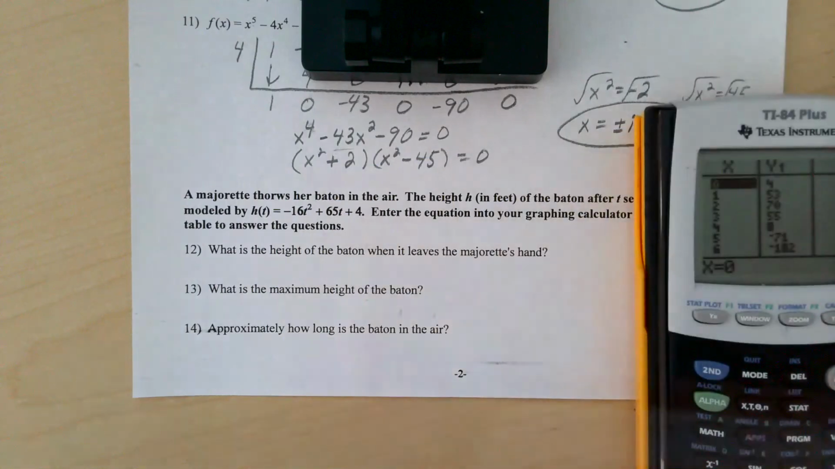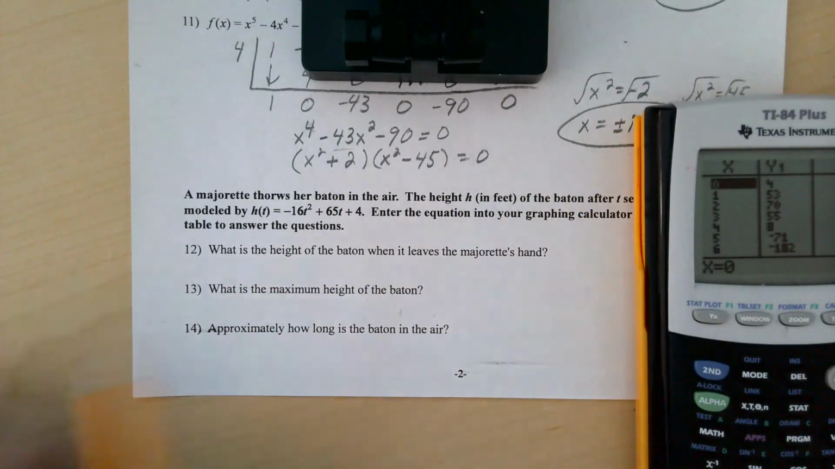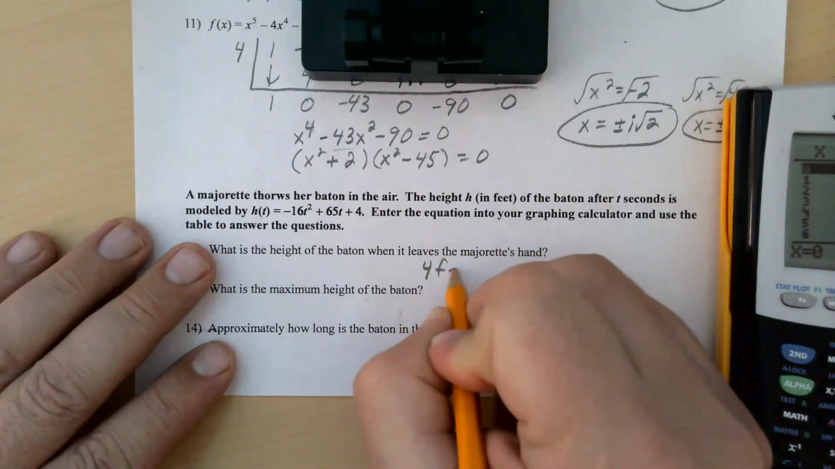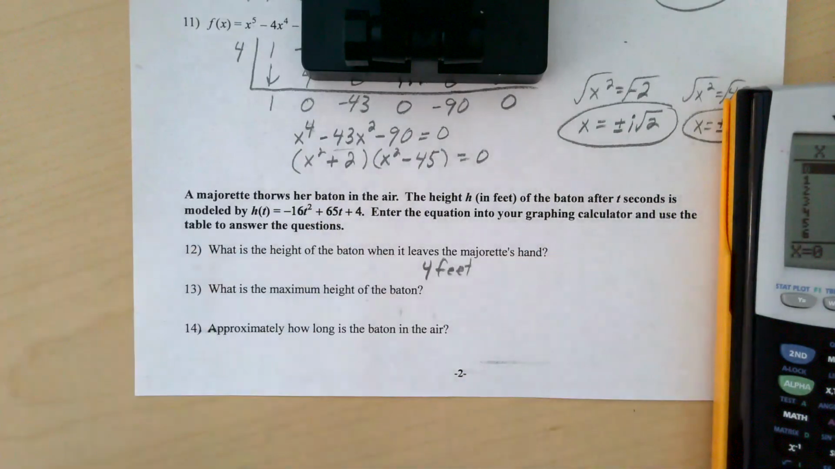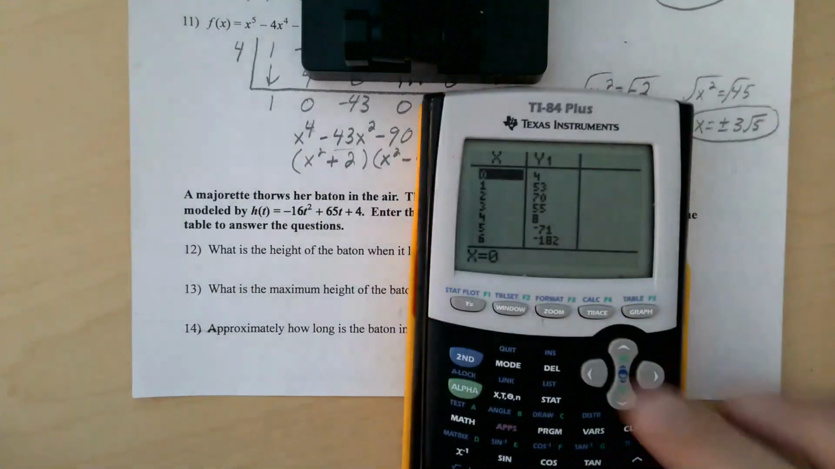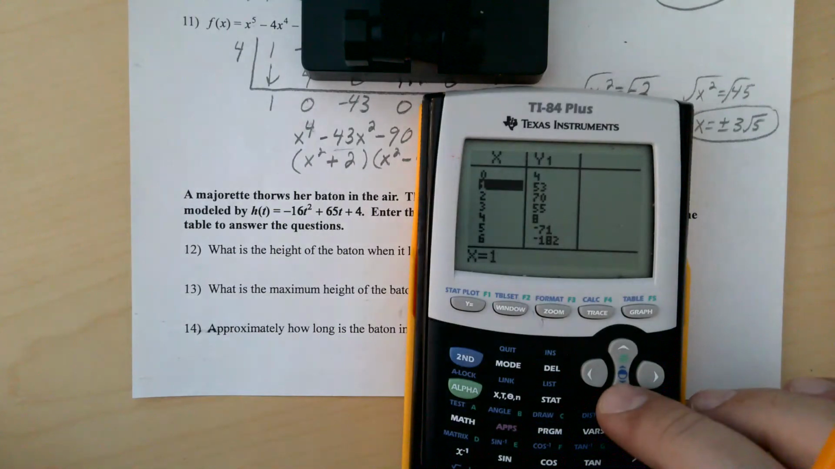And that's really the first question. What is the height of the baton when it first leaves the hand? It is 4 feet. Okay, that is your y-intercept. And then it says, what is the maximum height? I'm looking for the vertex. So hopefully I can see it on here.